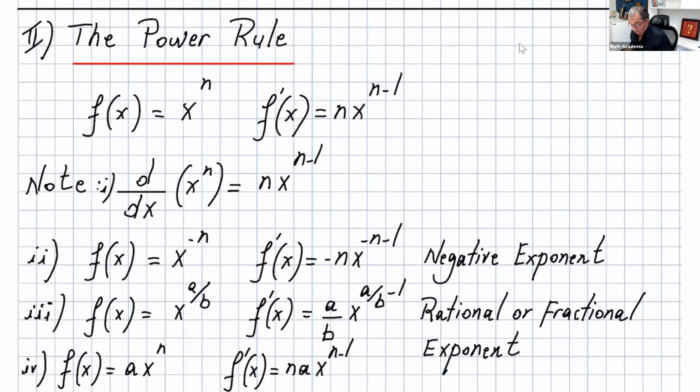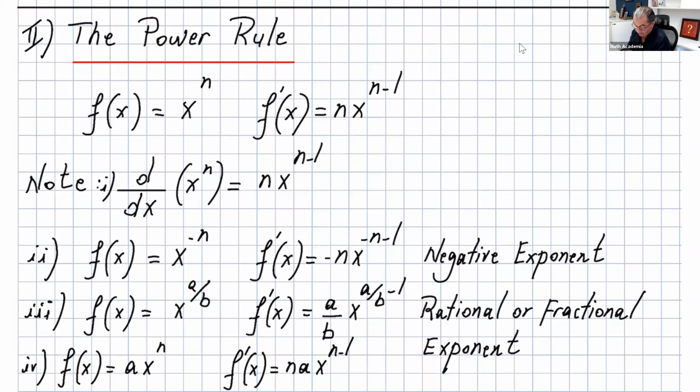Now the first rule we're going to learn is called the power rule. Again, these rules or formulas are shortcuts to find the derivative of functions, so we're not using the limit definition of the derivative all the time. It says if f of x equals x to the n power, then f prime of x is n times x to the power of n minus 1. I'll show the proof of this in my next video, but just learn how to use it. That's the goal of this video.